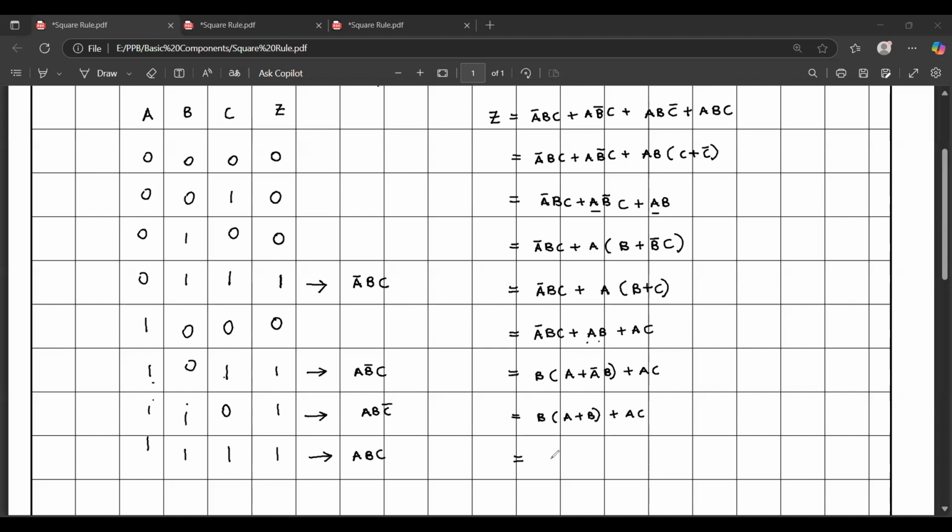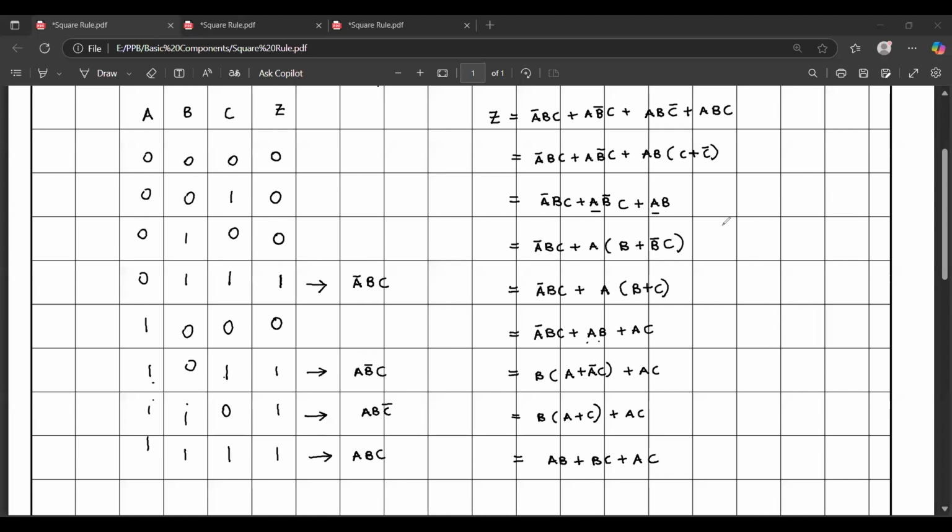So the final answer will be ab. Well, this is a c, right? Yeah, I should have it. Yeah, that's fine. So let's write c here. A plus a bar c, here also c. So the output will be AB plus BC plus AC.